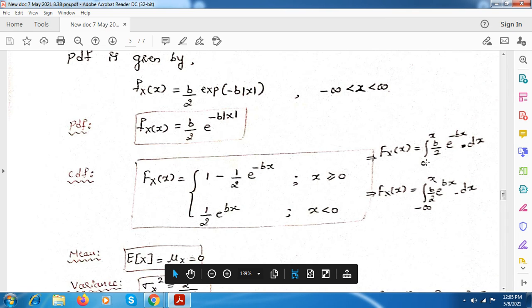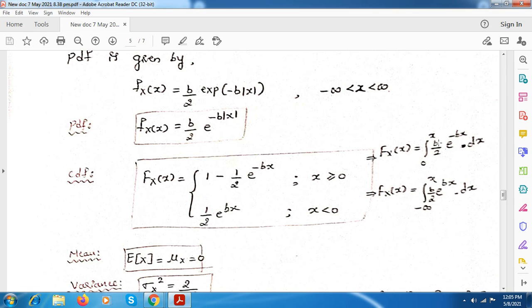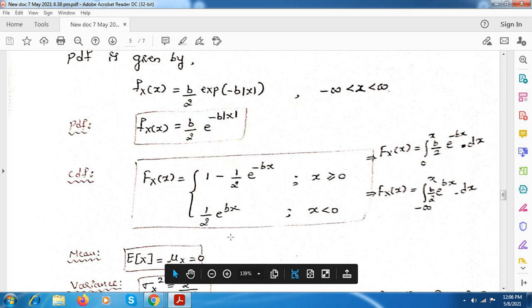And for the values from 0 to x, where the values are greater than or equal to 0, you integrate from 0 to x (b by 2) e to the power of minus bx, because here the x value is positive. So this will be minus bx into dx. If you integrate this term and put the limit from 0 to x, you get 1 minus 1 by 2 into e to the power of minus bx. You can evaluate this and check whether you are getting this or not. You must get these values.